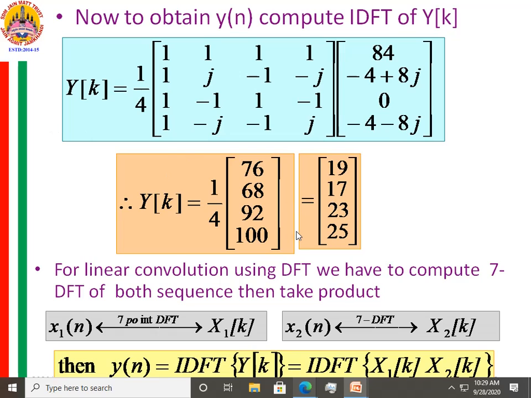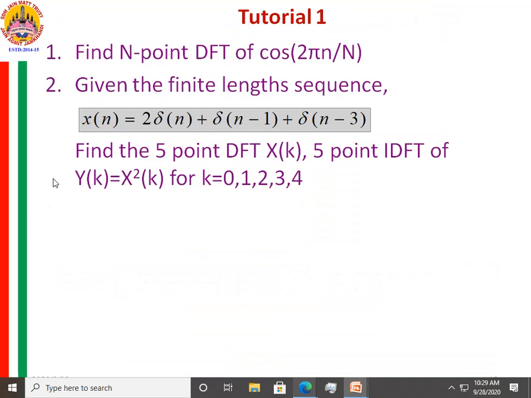The length of circular convolution is equal to the length of both the sequences xn and hn, which are of equal length. And the length of linear convolution is equal to the length of the first sequence plus the length of the second sequence minus 1.